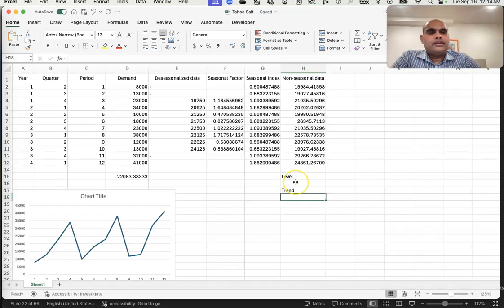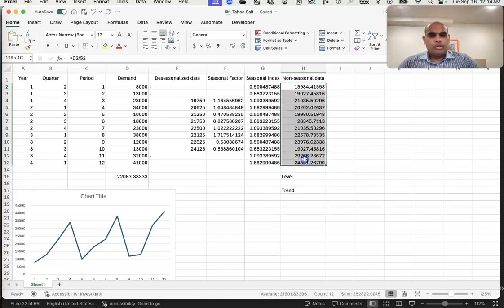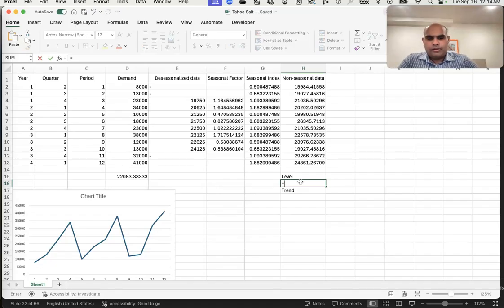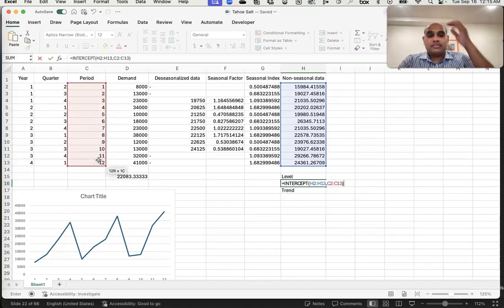Level and trend you calculate in a very straightforward fashion by using regression analysis. Level is just the y-intercept and trend is the slope of the line. If you plot this line, the slope of the line is trend and the y-intercept is the level. So let's do this calculation. Level is the intercept. The known y values are the non-seasonal data values, and the known x's are the periods going from 1 through 12. So x's are the time values.